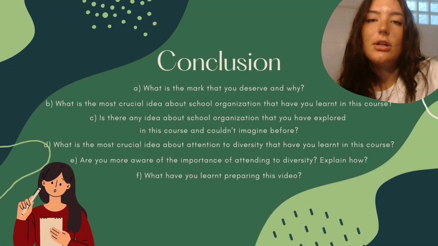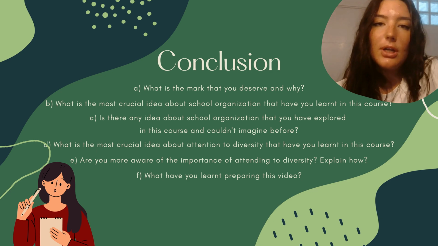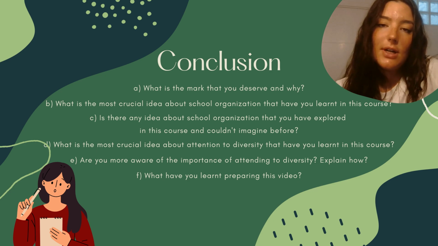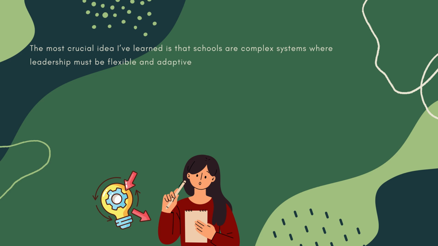I believe I deserve a 9 or 10 for this course because I've shown a strong understanding of inclusive school leadership by connecting theory to practice and proposing realistic strategies for addressing diversity and complexity. The most crucial idea I've learned is that schools are complex systems where leadership must be flexible and adaptive to navigate rules, structures, and relationships.